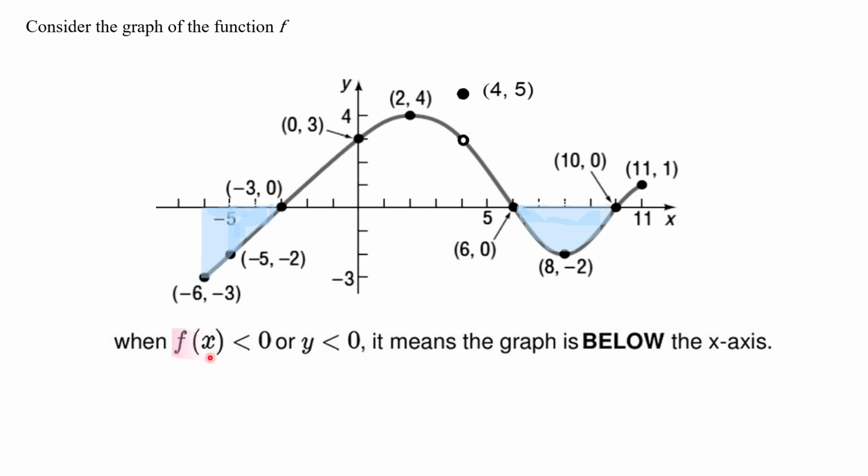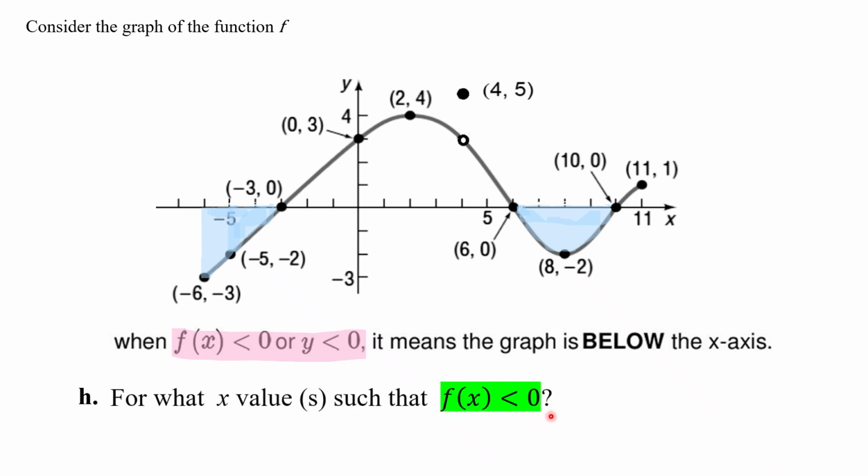When f of x is less than 0 or y is less than 0, it means the graph is below the x-axis, not including the x values on the x-axis. So if we're looking for x values such that f of x is less than 0, the x values are from the intervals -6 up to -3, including -6 because there's a point below the x-axis, but not including -3 because -3 is on the x-axis. Union from +6 up to +10, both of them not included because the 6 and 10 are on the x-axis.